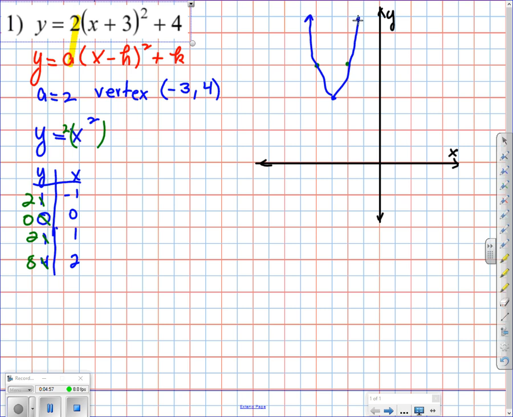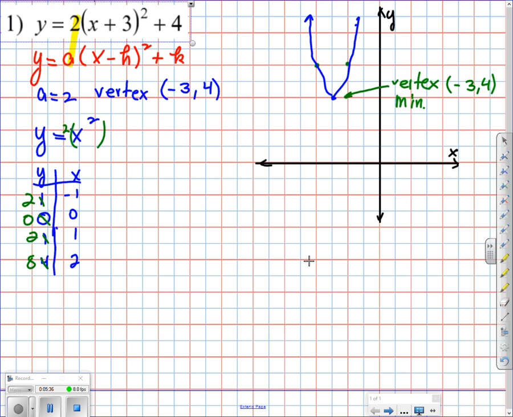Okay, now label everything here. This point right here is known as the vertex, the middle of the problem. And the vertex is negative 3, 4. Now, it's either the maximum, the highest point, or the minimum, the lowest point. In this case, it's the lowest, so that'll be a minimum.